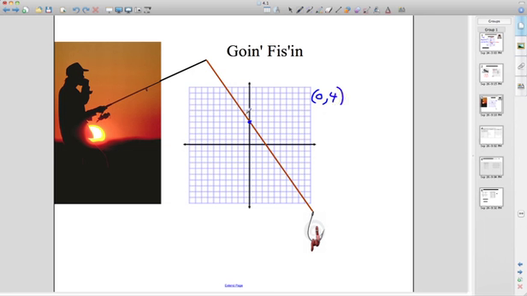Where else does it hit? It looks like it's hitting at fractions. Not real nice. Oh, right here it looks like it hits. This is a nice friendly point. So how far over is that? Looks like it went over 1, 2, up 1, 2, 3, 4, 5, 6, 7. So it looks like negative 2, 7.